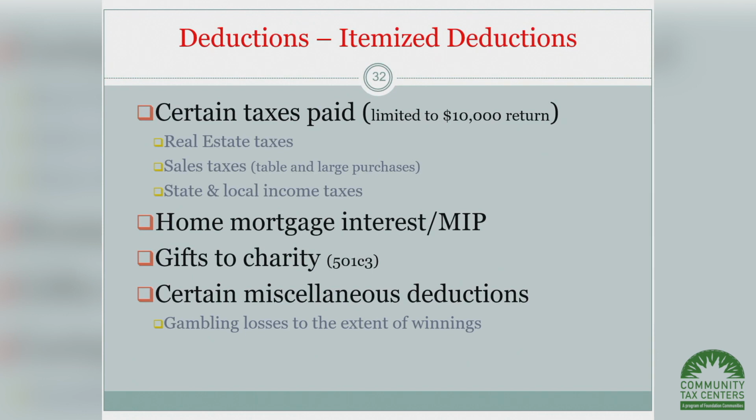We don't spend a whole lot of time on medical expenses because if a person paid medical expenses, then they're going to have to reduce those expenses by 7.5% of their adjusted gross income. So if they paid $10,000 in medical expenses and their income was $100,000, then $7,500 would be deducted from $10,000.